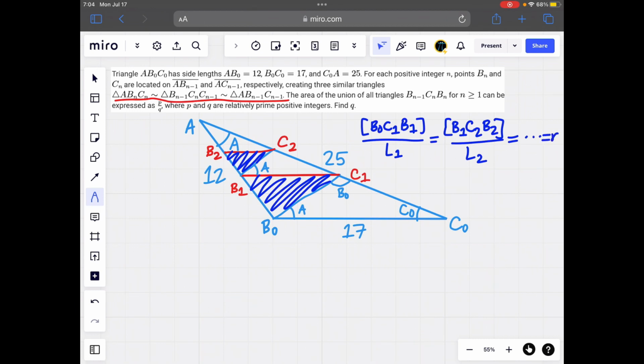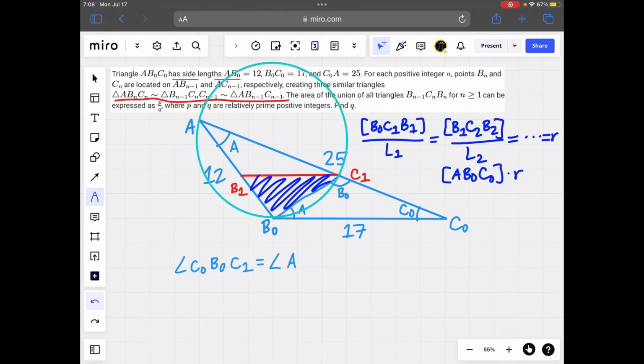Let's call this common ratio R. Then the sum of all layers is just triangle AB0C0. So we just want the area of triangle AB0C0 times R for the area of our union of all triangles Bn-1CnBn. We will focus on only the lowest layer to find R. So in the lowest layer, note that angle C0B0C1 is equal to angle A. So we actually have that C0B0 is tangent to the circumcircle of triangle AB0C1, because both of these angles are equal to A.